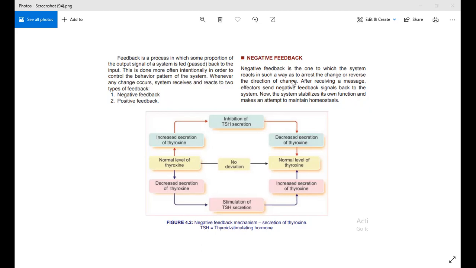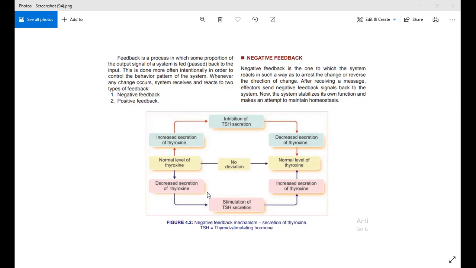I'm going to explain it better. After receiving a message, effectors send negative feedback signals back to the system. Now, the system stabilizes its own function and makes an attempt to maintain homeostasis.